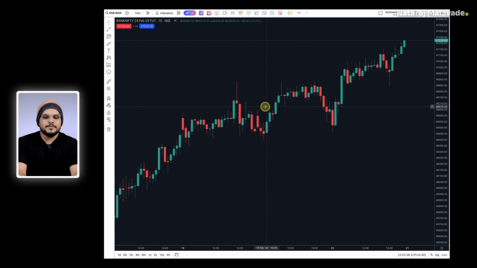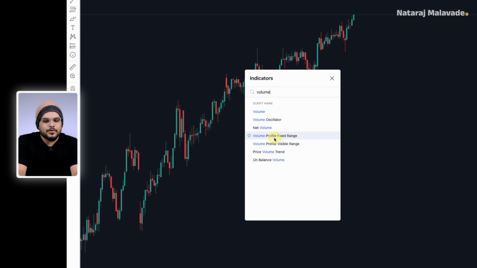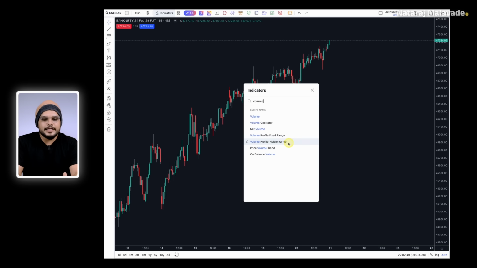Now the canvas looks something like this. If I click on the indicator and type volume profile, you will notice there are two different volume profiles here: volume profile fixed range and volume profile visible range. First, let's quickly understand what the visible range does. Essentially, we are going to utilize volume profile fixed range, but now let's focus on visible range volume profile.